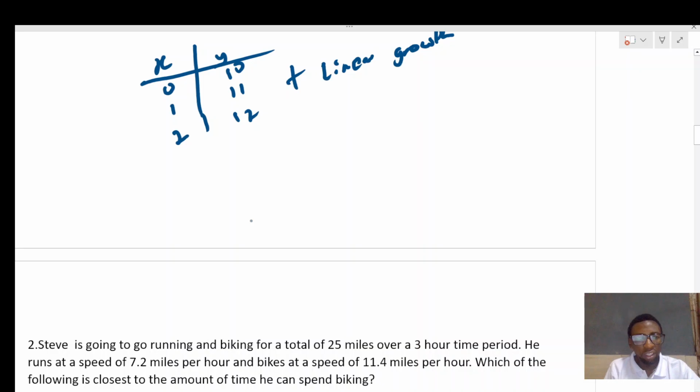Let's say I have another table like this, with x and y. Let's say I have x as 1, 2, 3. This one is like 15, this one is like 10, this one is like 5. I'm having minus, minus, minus for the value of y. This one is linear decay.